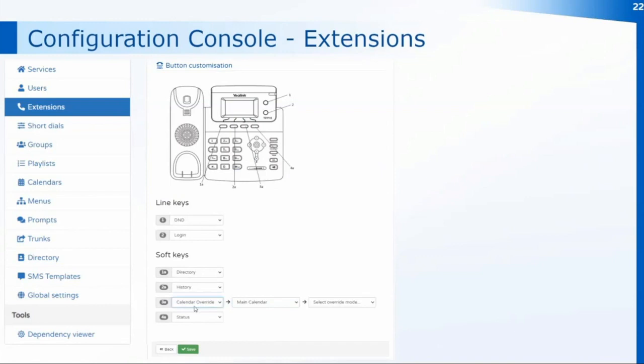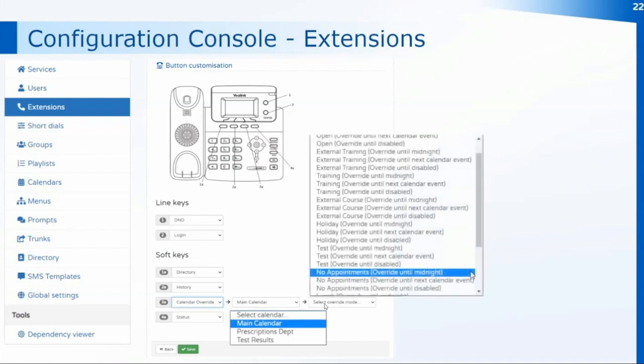Finally, I could do a calendar override. So if I need to put a no appointments message onto our phone system, that can be programmed into one of the buttons on the phone that's spare. If I select calendar override, it will then ask me which calendar I want to use. It's going to be the main calendar in most points, because that's the one that's actually going to control the messages that go out to the patients on the main number. I can then select the override mode from the list of modes, and we've got our no appointment options here. I can either override that until midnight, until the next calendar event if you have a different morning and afternoon set of appointments, or I can override it until I switch it off, so until it's disabled.